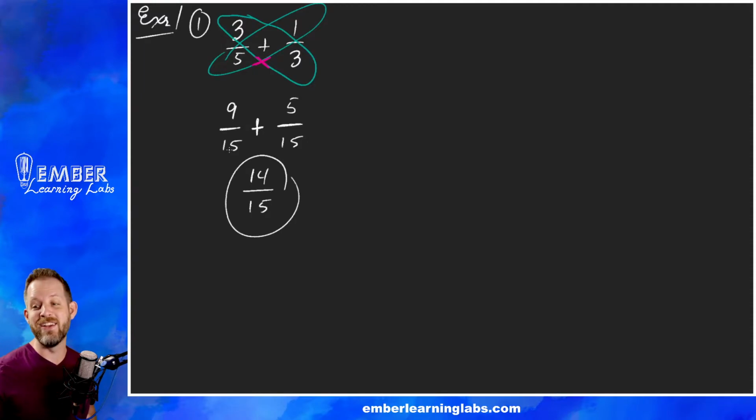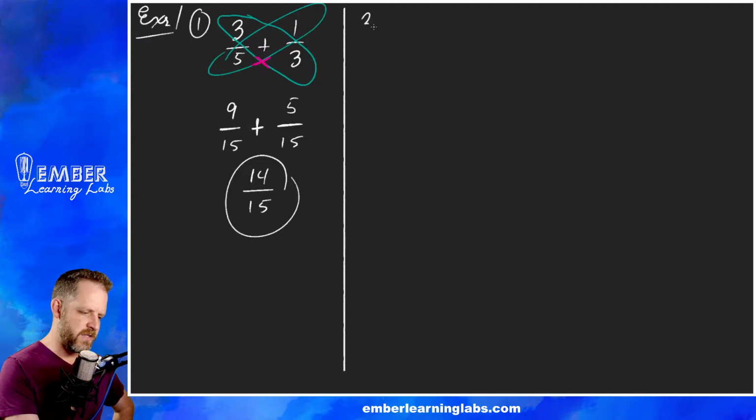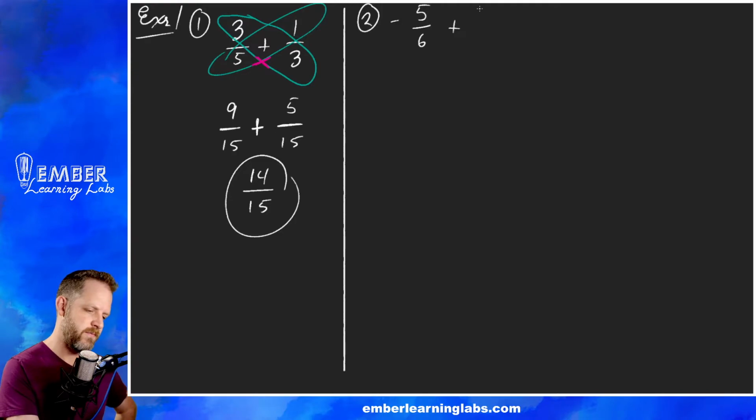Anyway, that problem's finished. Easy peasy, right? Let's do another one. How about example 2? Negative 5/6 plus 1/8.